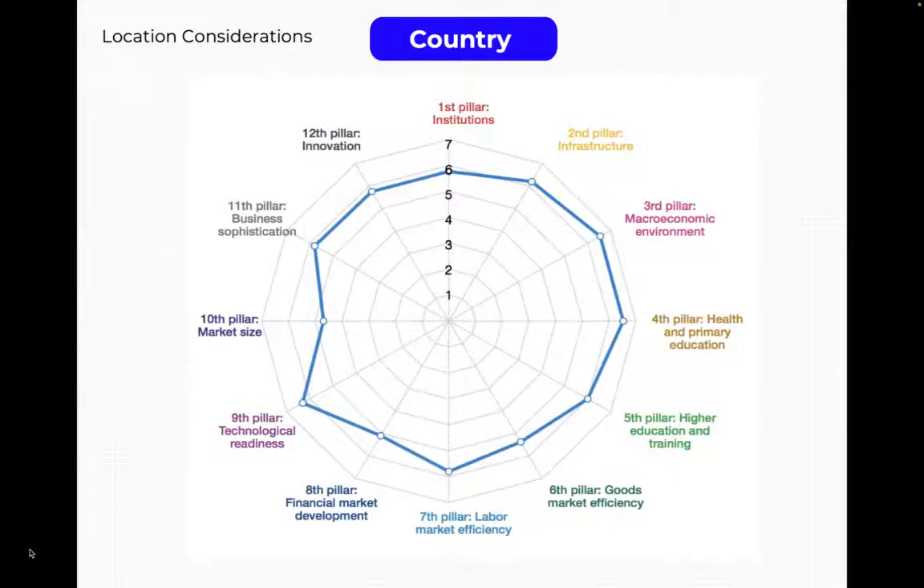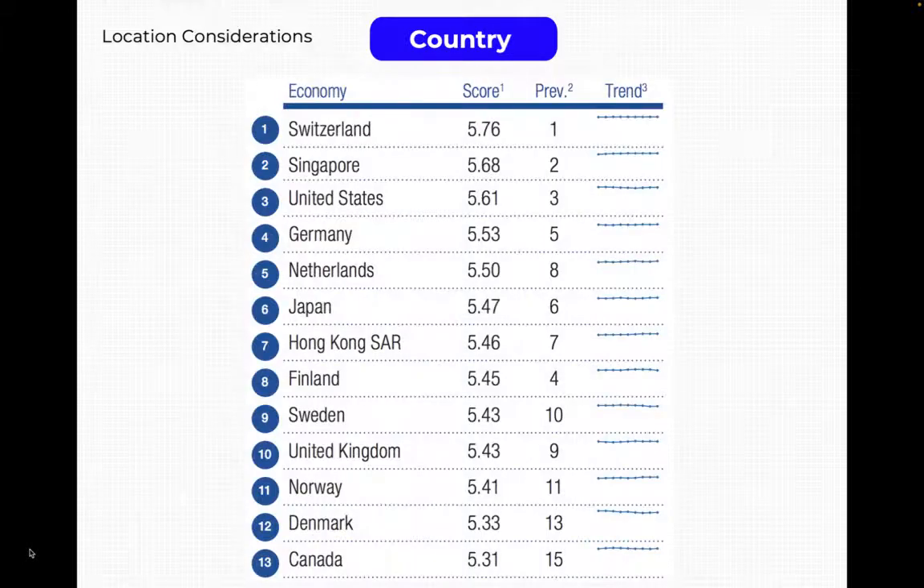This is an example here of a country being ranked on 12 different factors. So it might be based off of how many institutions, infrastructure, labor market, market size, and things of that nature. When it comes to the economy specifically, for instance, here we see an example where Switzerland is highly ranked in terms of their economic potential. So countries are important to consider.